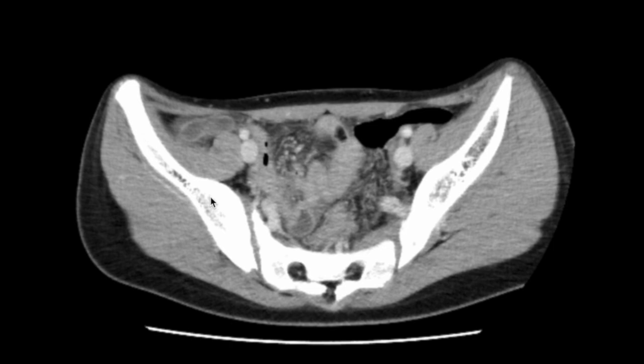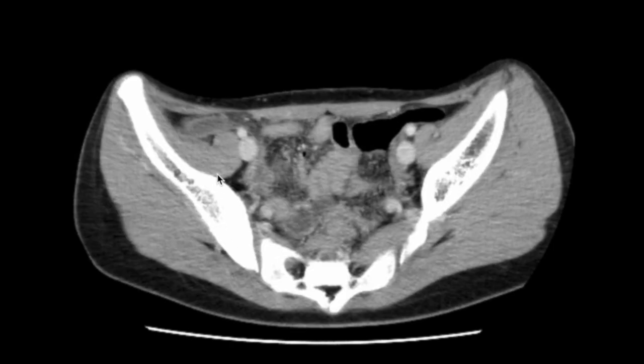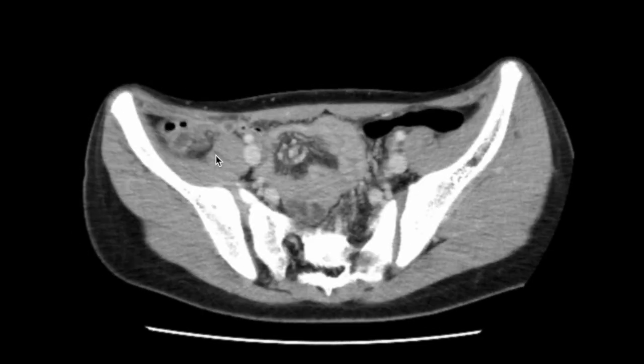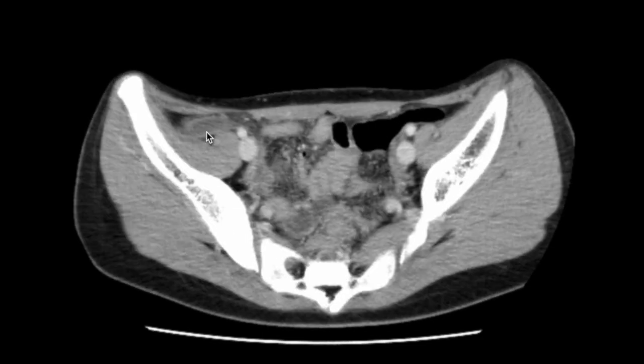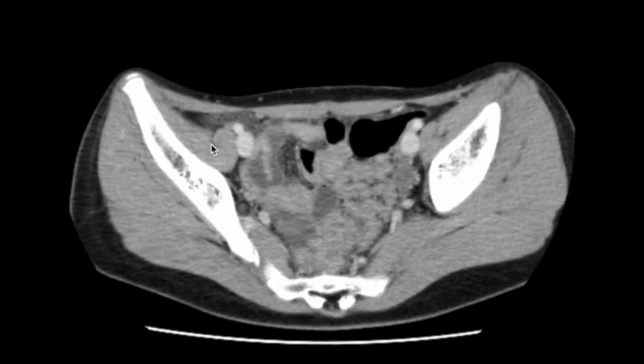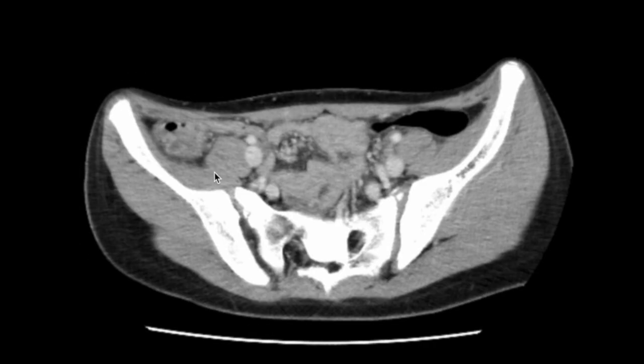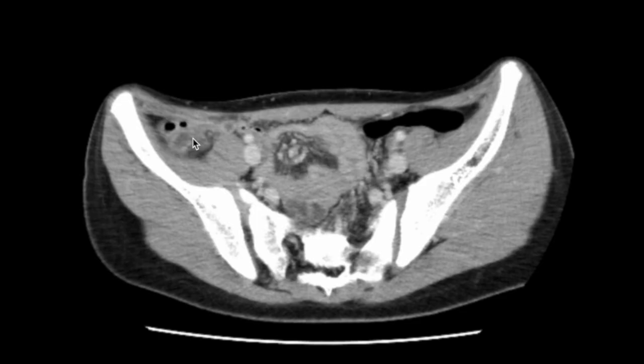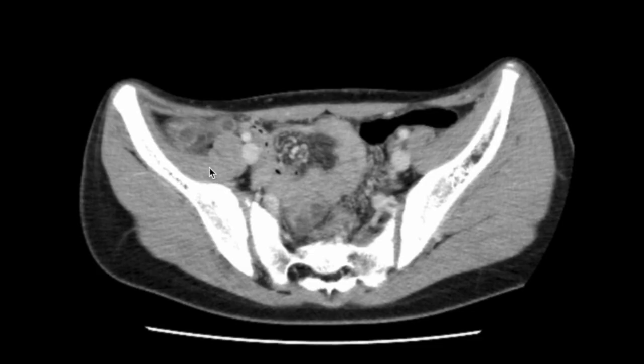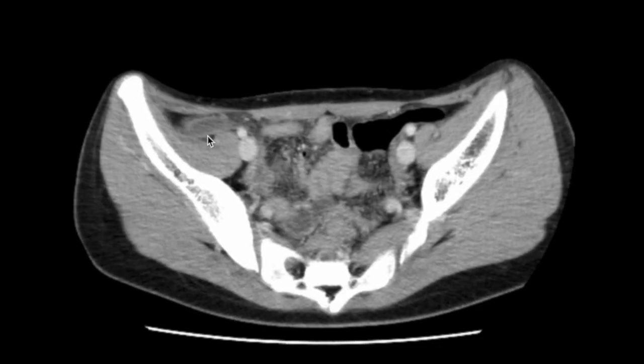Let's examine the appendix carefully. First, look at its size. We'll compare it later to a normal appendix, but under normal conditions, the non-inflamed appendix is nowhere near this conspicuous. In these images, the appendix looks almost like small bowel because it's swollen by inflammation. One common criterion is an appendiceal diameter of 6 millimeters or more, which suggests appendicitis.